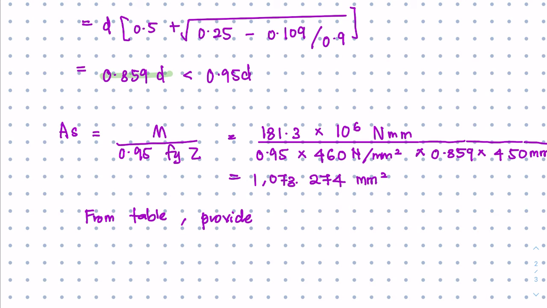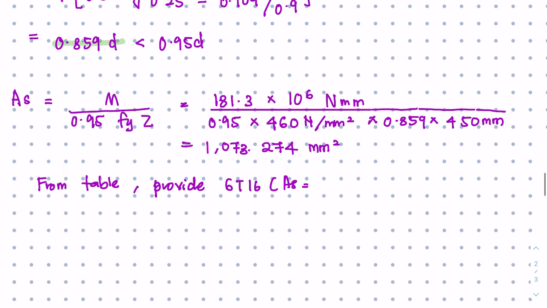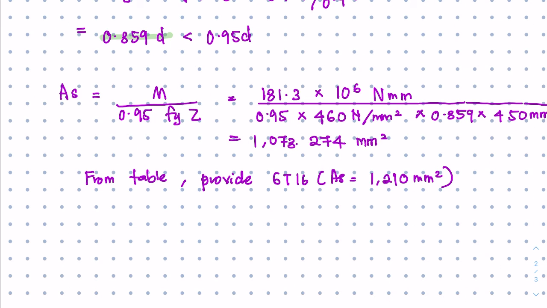So 6T16, we just write here from the table, provide 6T16, which the AS is 1210. So first what we need to do is check for spacing.